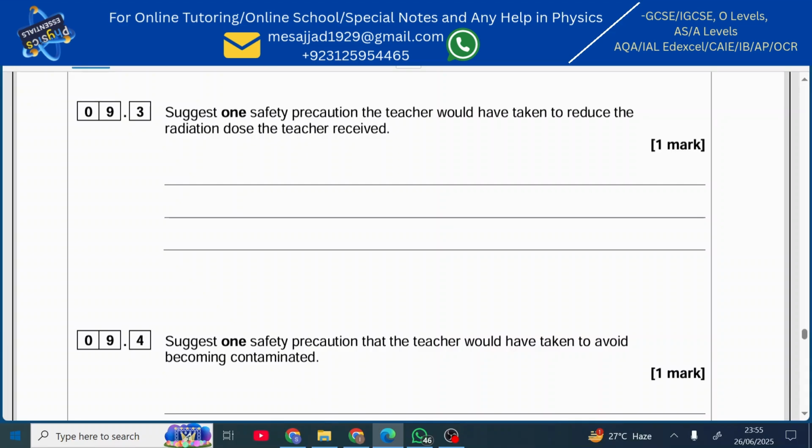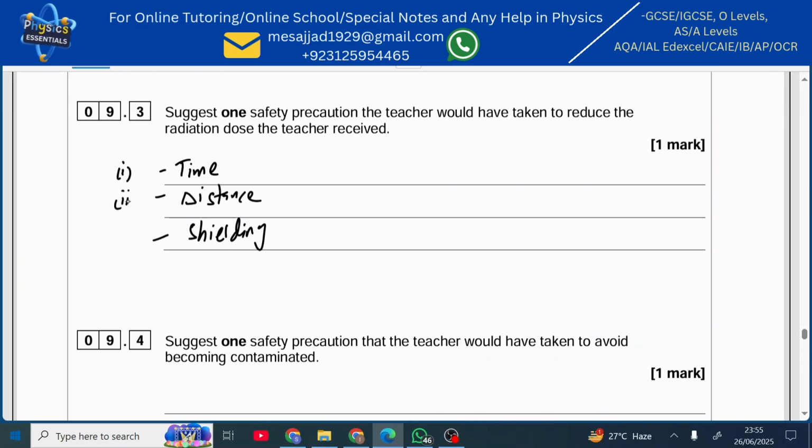9.3, suggest one safety precaution the teacher would have taken to reduce the radiation dose the teacher received. So you need to remember the TDS, okay? Time, distance, shielding. This is the principle, time, distance, and shielding. You can write any one of them, okay? Either you may write 1, or either you may write 2, or either you may write 3.